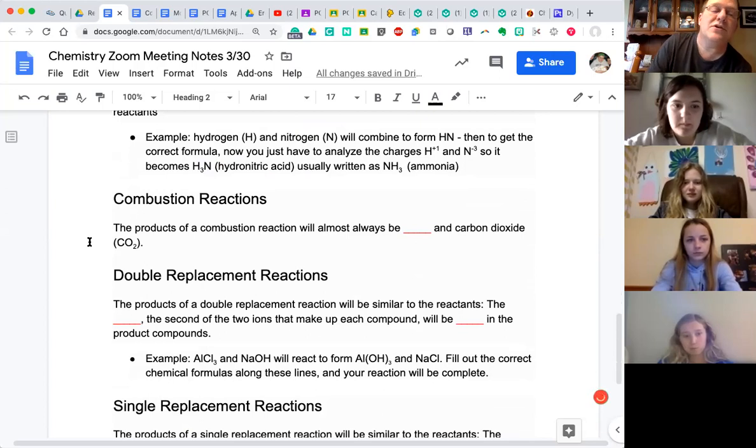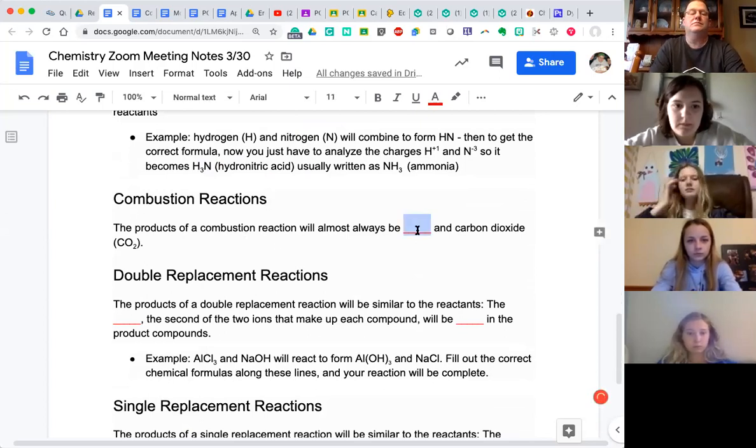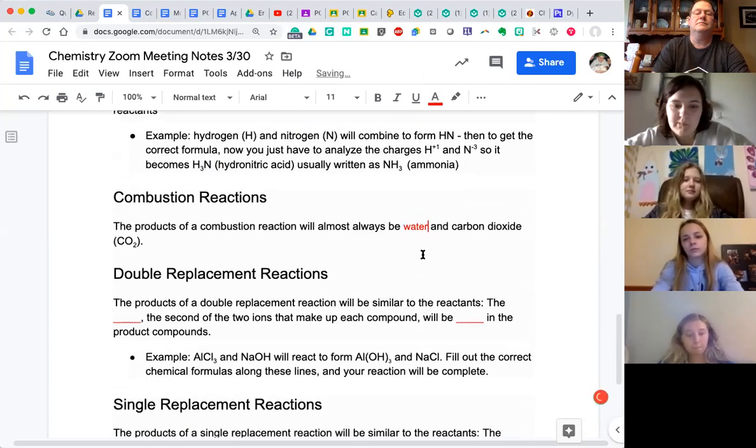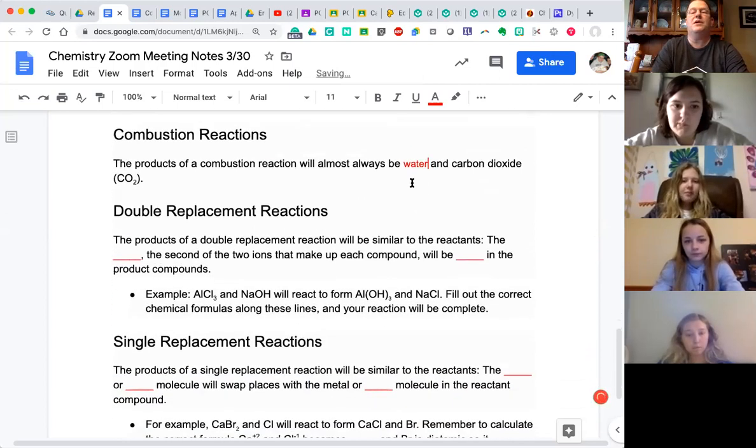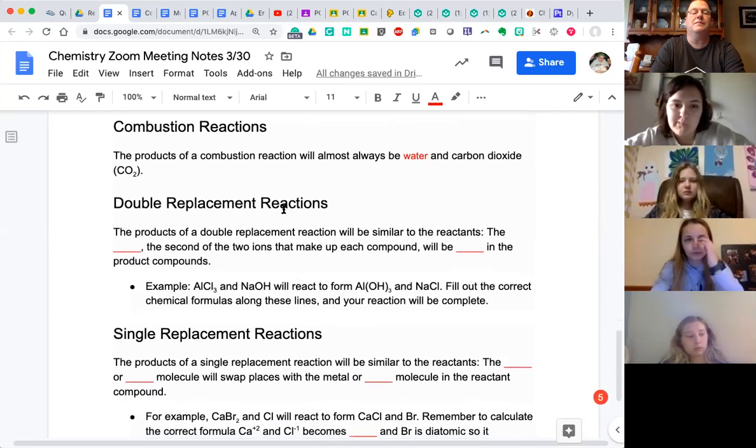Okay, combustion reactions. The products of a combustion reaction, we always get what? Water. So if something's burning, we get water and carbon dioxide. Sometimes, if it's incomplete, carbon monoxide.